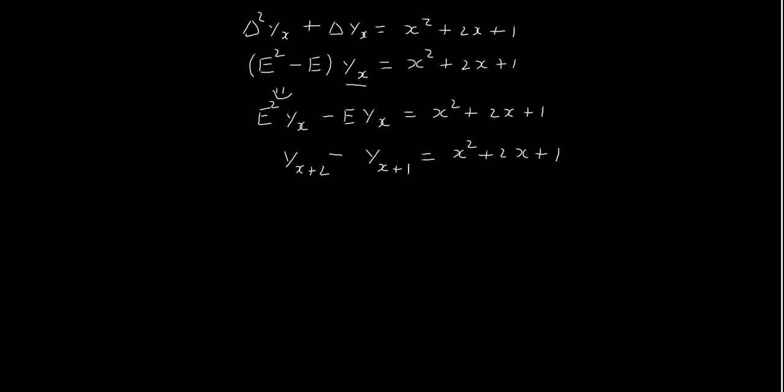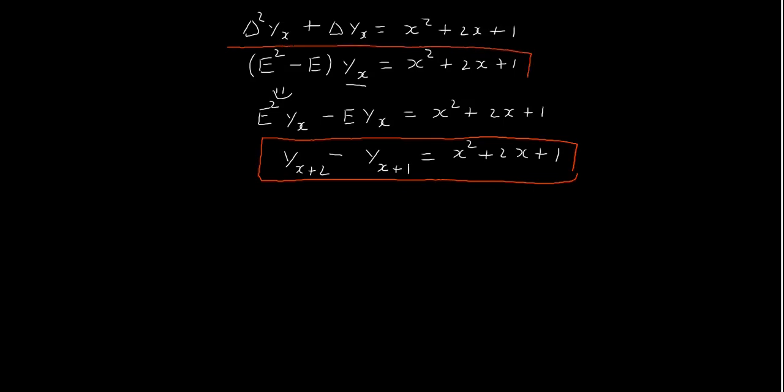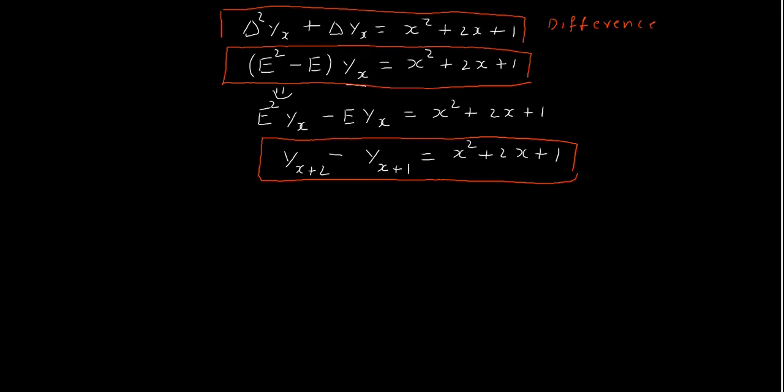If we closely observe, there are three forms of the difference equation that we have written here. The first one is only in terms of y and x. This one is in terms of the shift operator. And this one is in terms of the forward difference operator. So this is the same difference equation in terms of the forward difference operator.